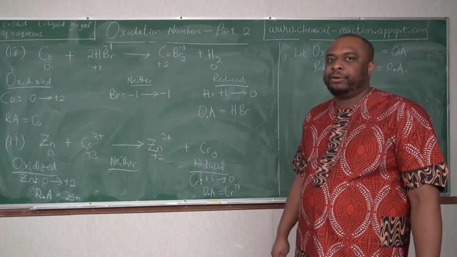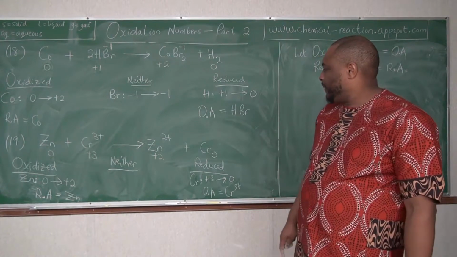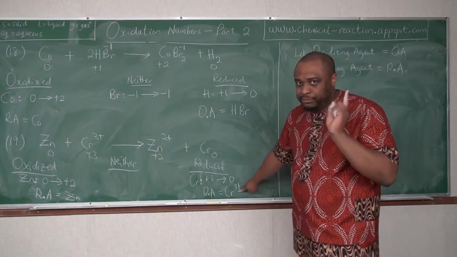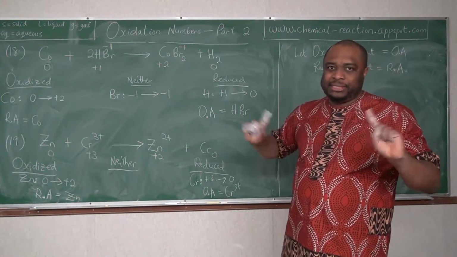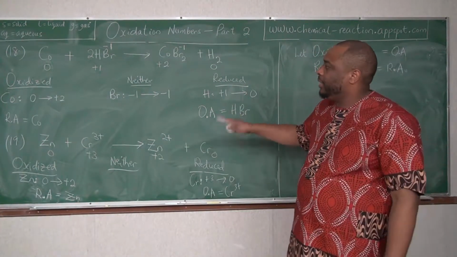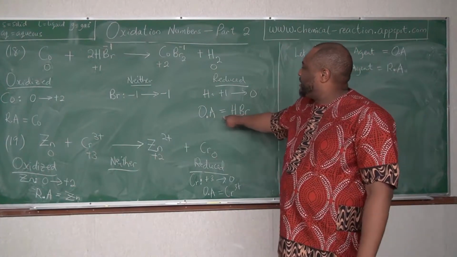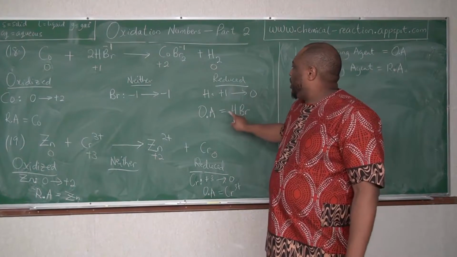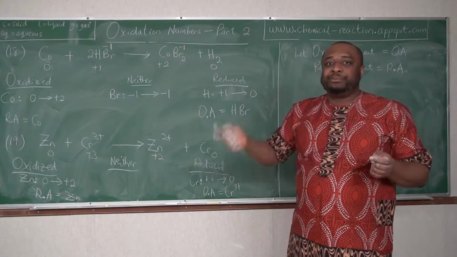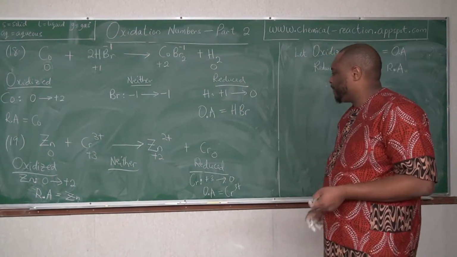Chromium 3 ion. It is not chromium atom. Do you see the difference? Do you see what I'm saying? Do you understand what I mean? Here, the oxidizing agent is hydrogen bromide. It is not hydrogen. It's hydrogen bromide. Okay?